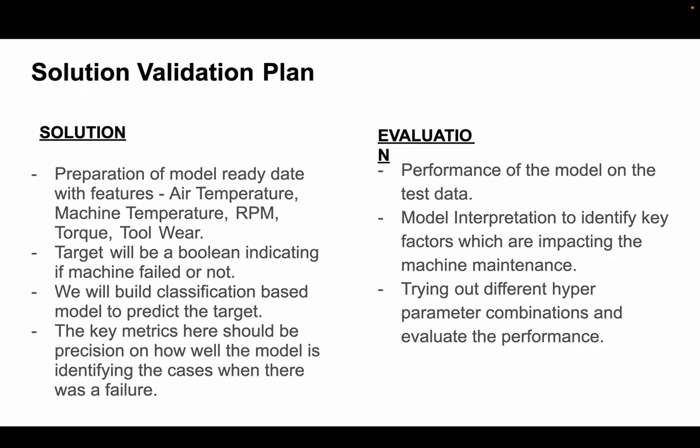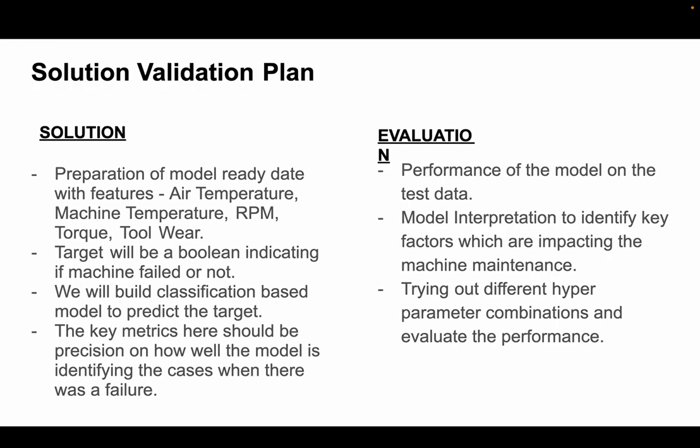We can extend it also, maybe based on failure type, in version 2.0, I would say. Like what is the kind of failure. But for now we are just focusing on whether it will fail or not. The key metric here should be precision, because we want to know when it will fail. We don't want to know whether it will not fail. I mean, that is okay, but more important for us is when it will actually fail. So that is why the key metric I am considering here is precision.